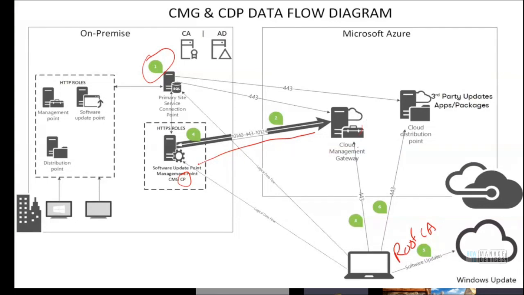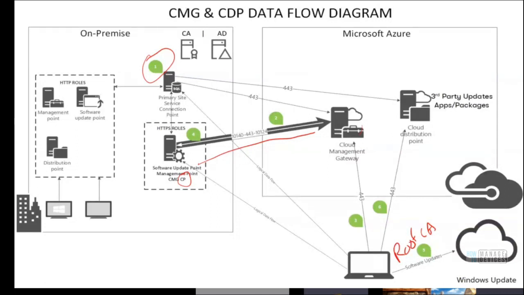Okay, so once the connection is established to the cloud management gateway, the CMG connection point will be pulling the information from the cloud management gateway, and it will be sending it to the corresponding management point and software update point. So that is how the flow happens.